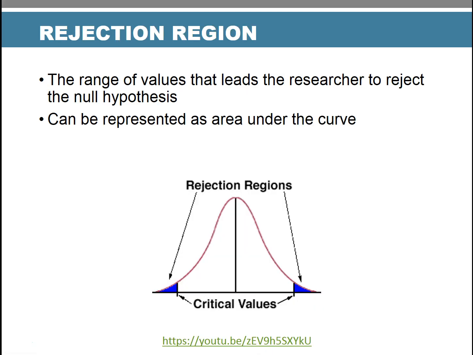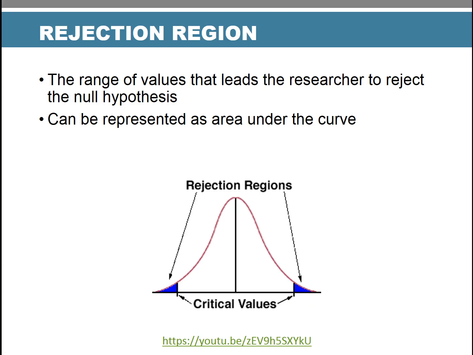The rejection region goes along with the critical value. This is the range of values that would lead a researcher to reject our null hypothesis. This can be represented as area underneath the curve. So we have rejection regions here, on this side, and also on this side. There's rejection regions in both sides of these because this is a two-tailed test, or we have a non-directional hypothesis.